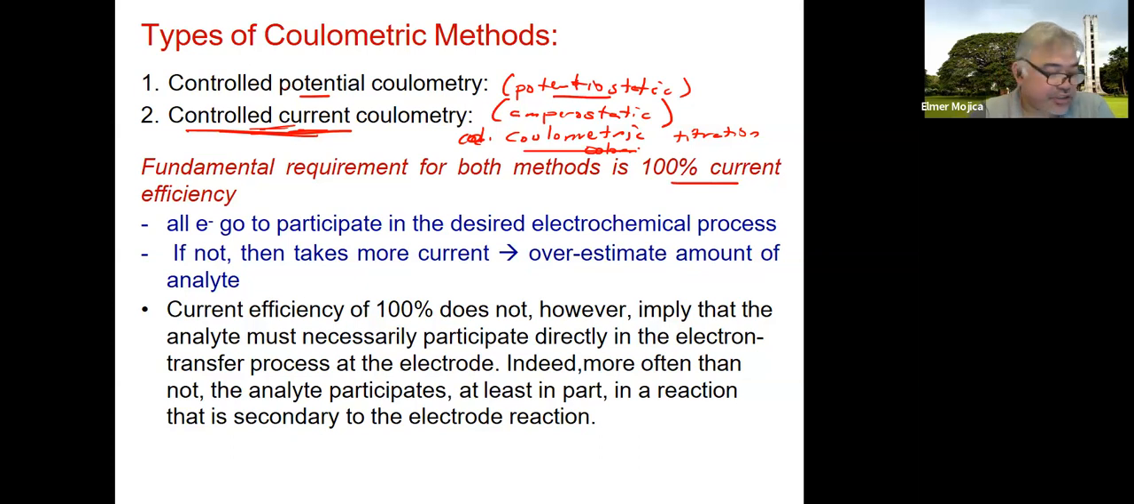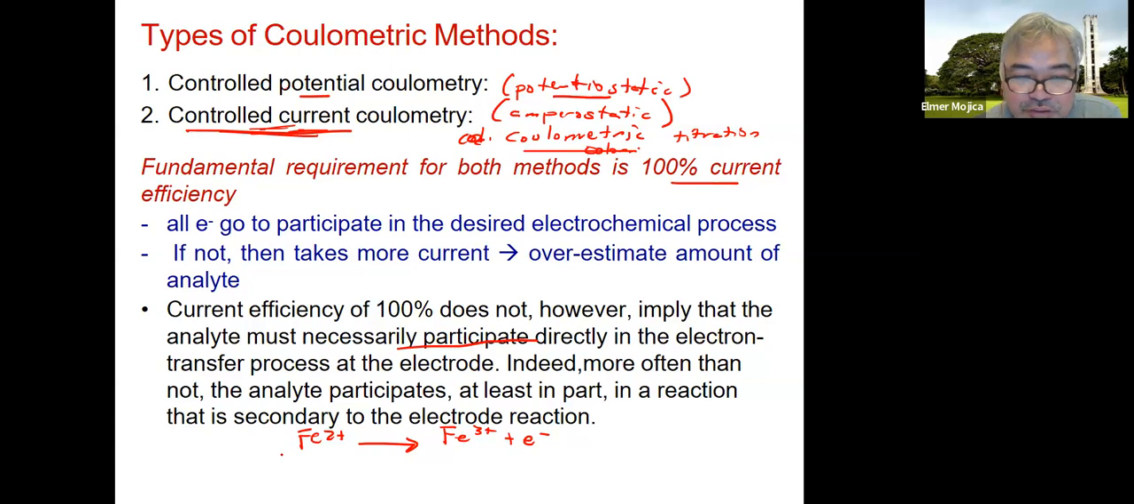Current efficiency of 100% does not, however, imply that the analyte must necessarily participate directly in the electron transfer at the electrode. Indeed, more often than not, the analyte participates, at least in part, in a reaction that is secondary to the electrode reaction. So for example, take the oxidation of Fe2+. Fe2+ will be oxidized to Fe3+. At the beginning of the oxidation of Fe2+ to Fe3+ at the platinum anode, all of the current results from the reaction of Fe2+ to Fe3+.